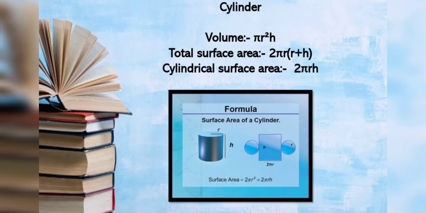So now let's move to our formula. The formula of the volume of the cylinder is pi into r square into h. Now let's see the TSA, that is total surface area of the cylinder, that is 2 into pi into r into (r plus h). Now let's see the cylindrical surface area, that is 2 into pi into r into h.